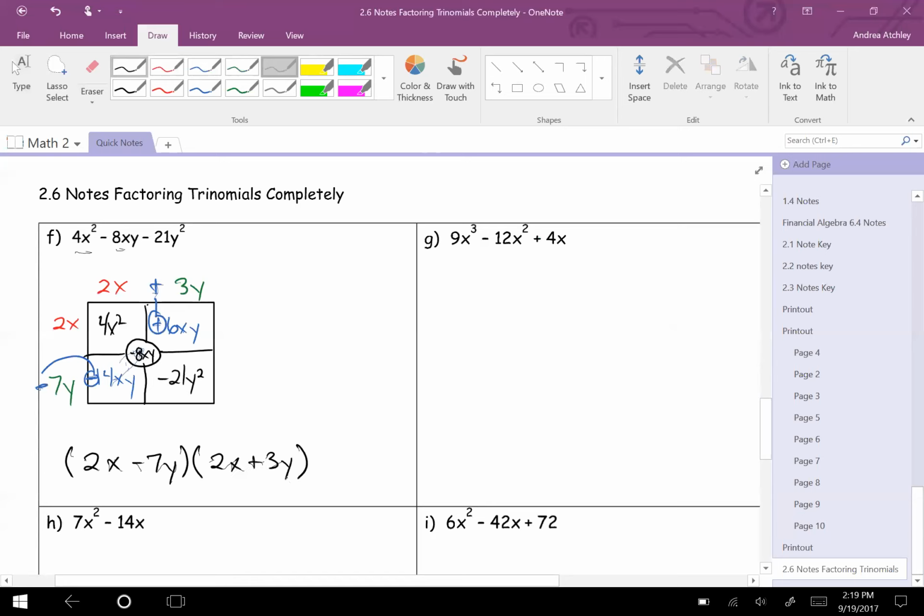And again, it doesn't matter what order you put them in. They can be in any order, as long as you have them both. Any questions?